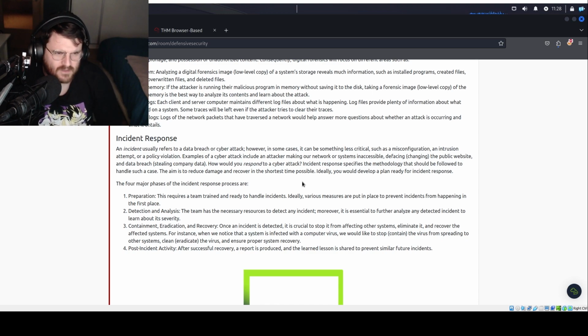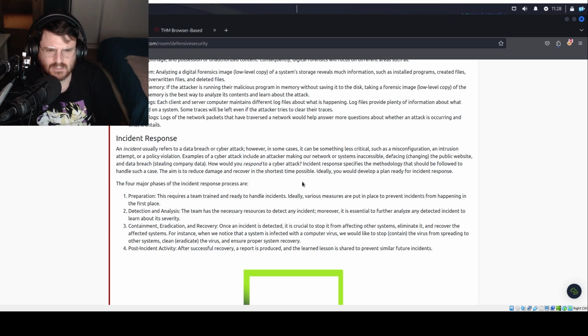Incident response specifies the methodology that should be followed to handle such cases. Okay. So incident response is basically how you respond if you are dealing with a cyber attack. The aim is to reduce damage and recover in the shortest time possible. Ideally, you would develop a plan ready for incident response.